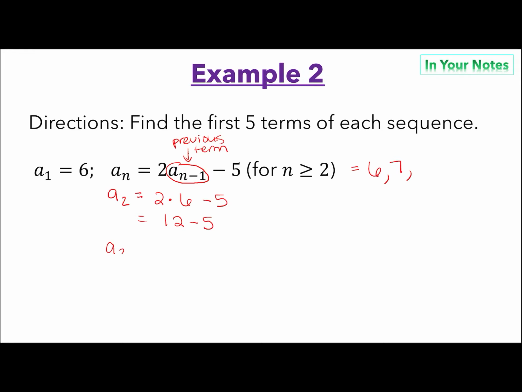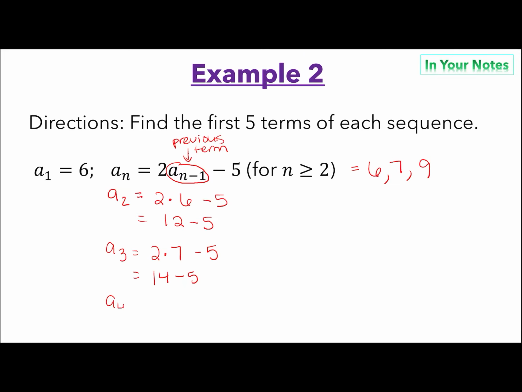All right, a sub 3 is going to be 2 times the previous term. My previous term now is 7. So that's going to be 2 times 7 minus 5. So that's 14 minus 5, which is 9.